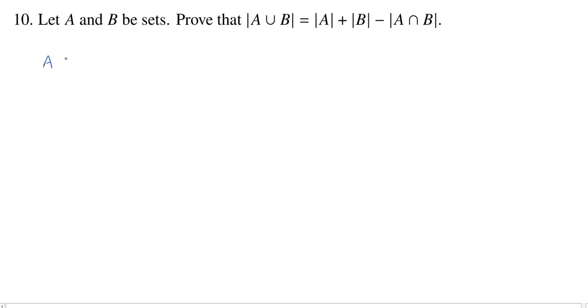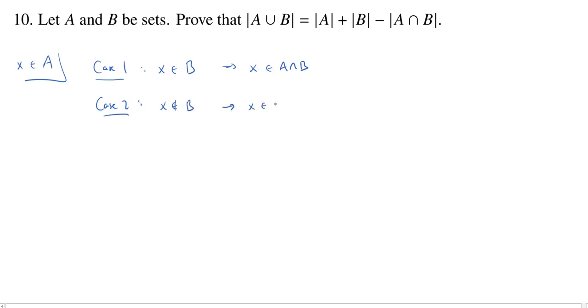If I have a set A and I take some element, let's call it X in A, then there's two cases. Case one is that X is also an element of B. And if it's in B, that would mean that X is in the intersection of A and B. Case 2, X is not in B. In which case, we would say X is an element of the set A, but it is not an element of the set B.